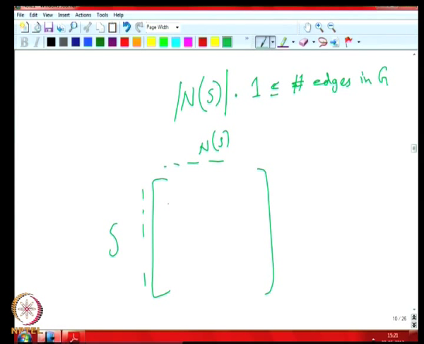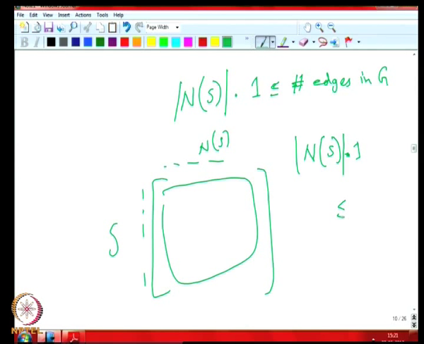Here I know that the number of edges going out of S will constitute the number of ones in the matrix. Now, we know this is at least N of S into 1, because every column now has at least one 1 in it. And we know this is less than or equal to S into K, because we are summing up the degrees of the vertices and they all have degree K. So, this is not an upper bound, what we want is a lower bound.